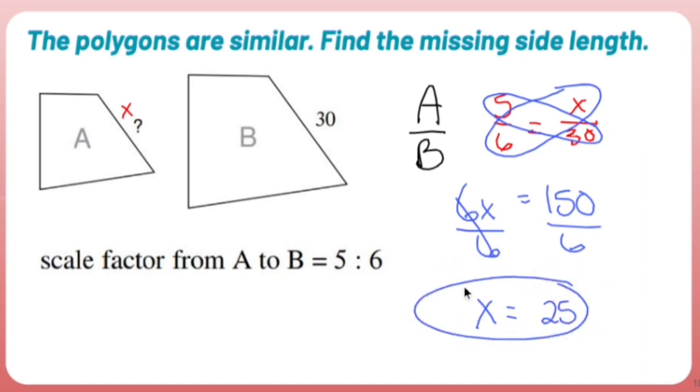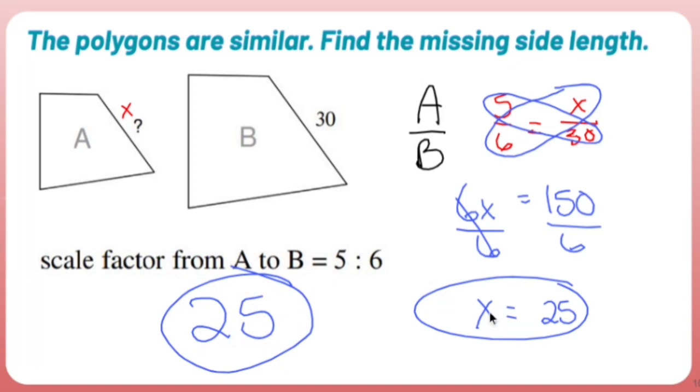So there you have it. There's my x. I really shouldn't circle x because x wasn't in the original problem. I really should say just 25. I don't think you'd have a teacher that would mark you wrong. But if we really wanted to be specific, we would just say the missing side is 25. And there you have it.